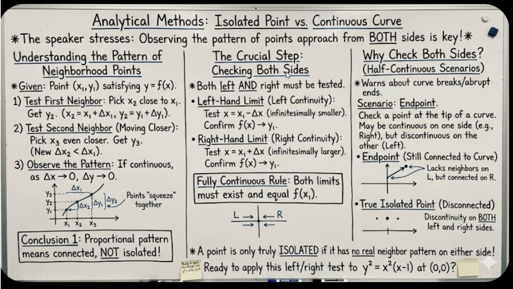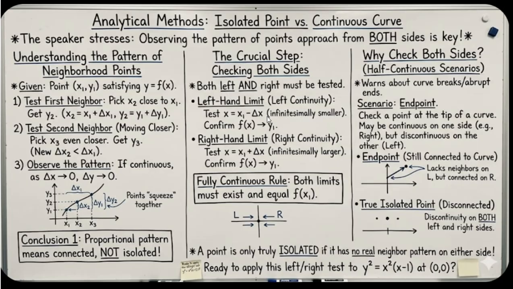I will repeat once again. Suppose y is equal to f of x is there. Suppose there is a point x1, y1 which satisfies the equation of the curve. Then I need to check whether x1, y1 is an isolated point or not. We can say that as x approaches x1 from the left side, x should be taken as x1 minus delta x1.